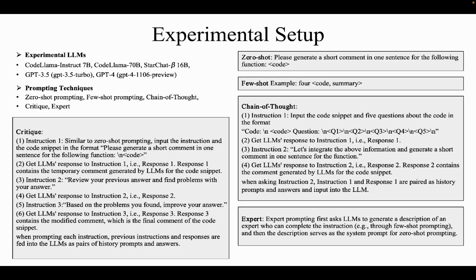Next, I will introduce our experimental setup briefly. The models we use in the experiment are 4 representative LLMs: Code Llama and StarChat as representative code large language models, and GPT-3.5 and GPT-4 as representative general large language models. And we investigate 5 prompting techniques, which are zero shot, few shot, chain of thought, critic, and expert. Due to time constraints, I will not introduce them one by one. Please refer to our paper for details.